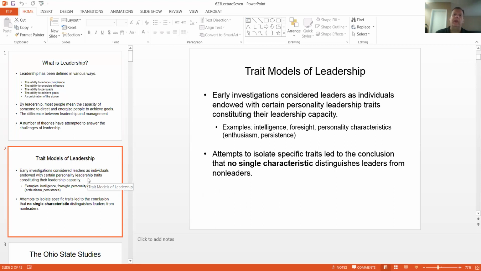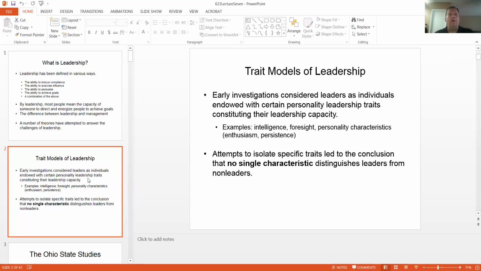What the literature tells us is that there are several discrete approaches to leadership. The oldest approach is referred to as the trait model of leadership. The trait model assumes that there are certain personality traits, things like intelligence and foresight, and personality characteristics like enthusiasm and persistence, that make individuals good leaders. The implication is that leaders are basically born. They are born with these characteristics that will make them more successful leaders.